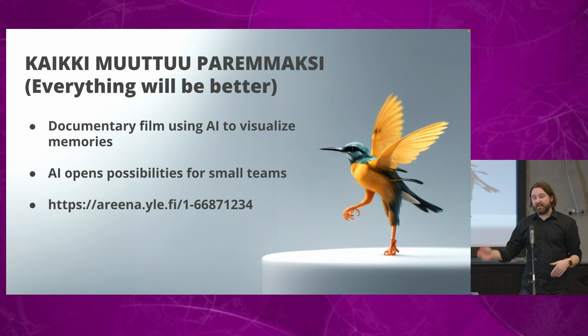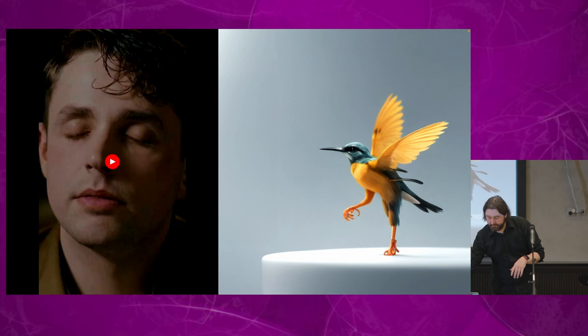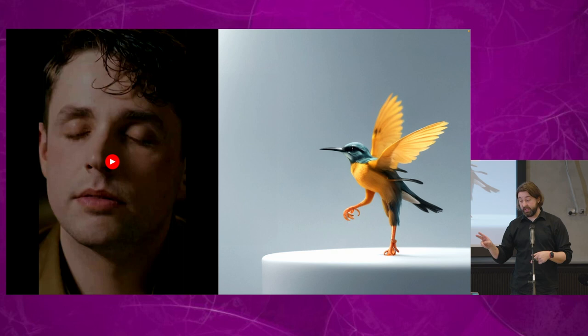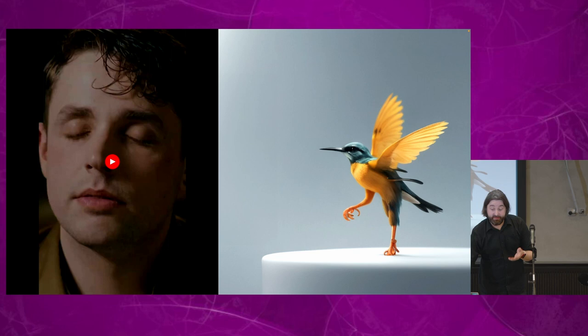And let's see if the clip plays. Okay, if the clip plays right, it used to be Finnish. Then I used AI translations to do it in English. But somehow AI decided to make it a Scottish accent. I don't know why. And I tried many times, but it's still a Scottish accent.